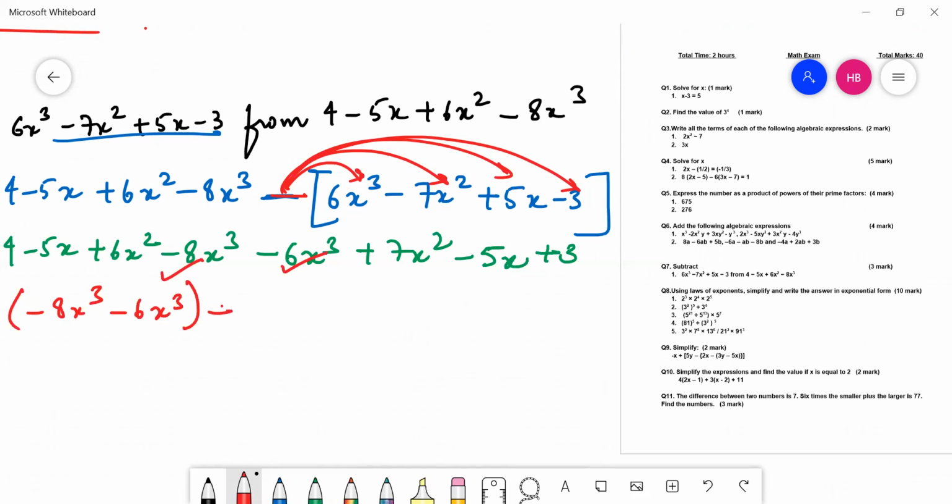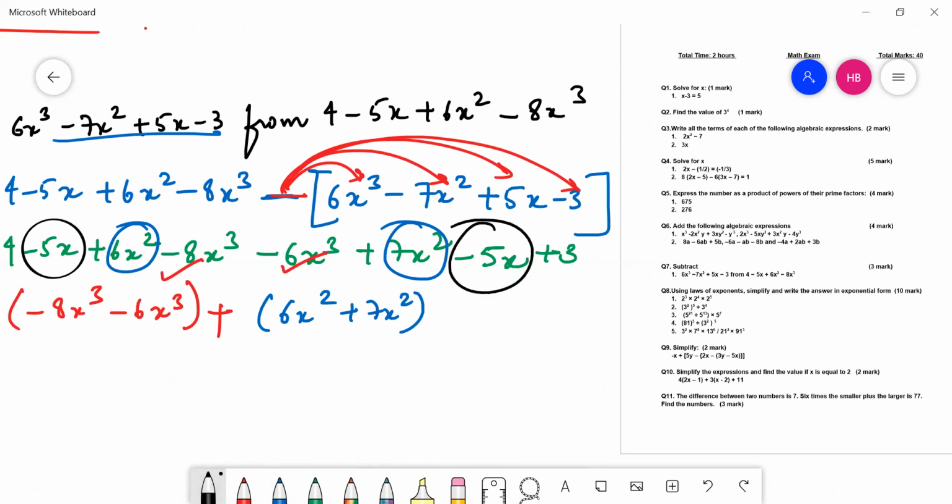Then I'll look for another pair of like terms. So I see 6x square and 7x square. They both are like terms, so I'll just group them together. Then I'll see minus 5x and minus 5x as like terms. So I'm going to write minus 5x plus minus 5x. Then plus 4 and plus 3 are like terms. So at last, I will write plus 4 plus 3.